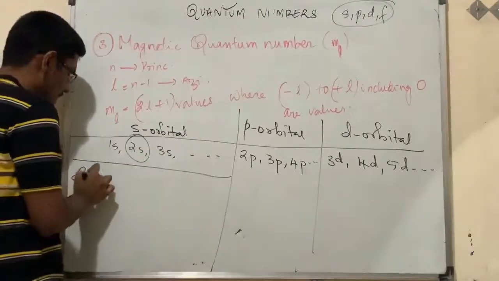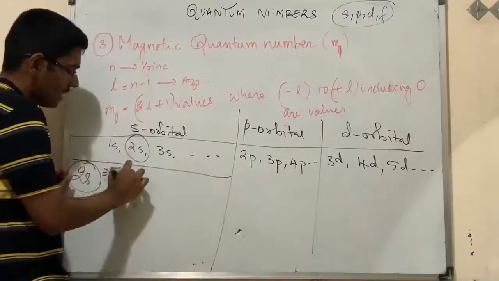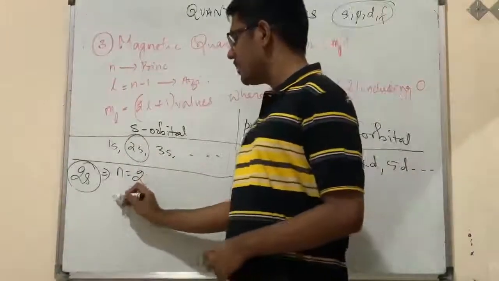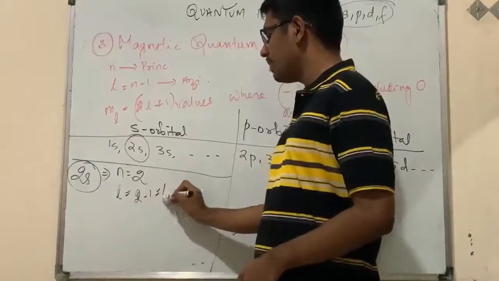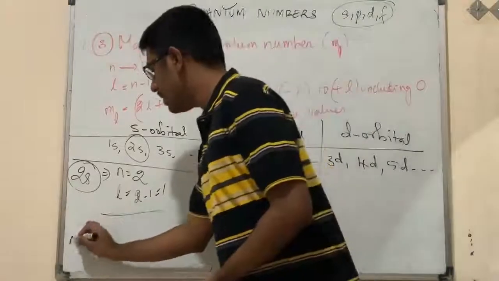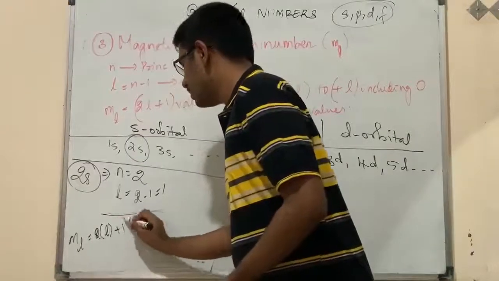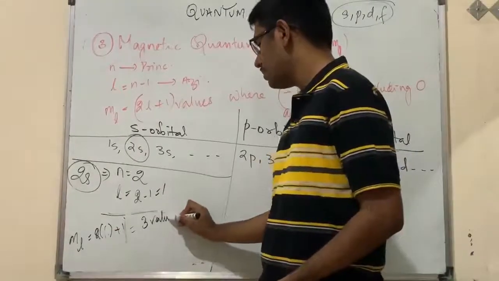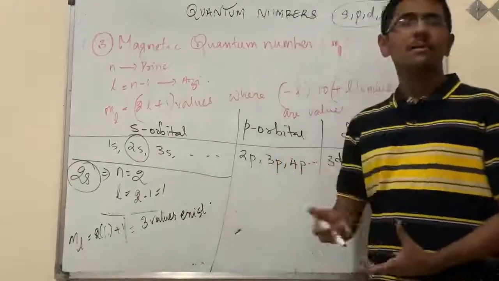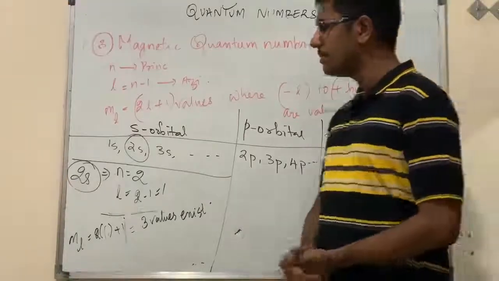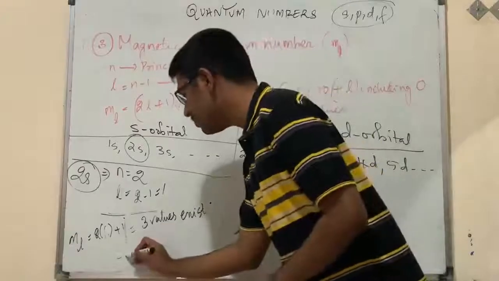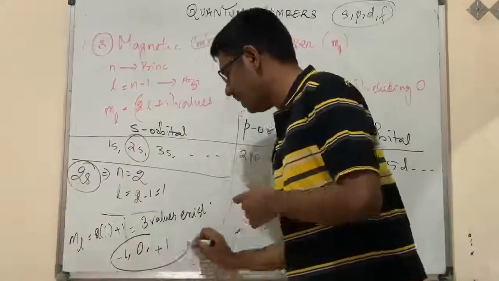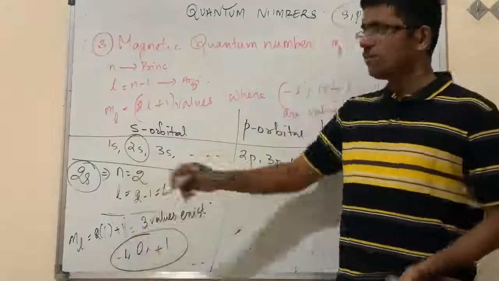Consider in detail the 2s orbital. For 2s orbital, what is the principal quantum number n? It is equal to 2. And what is the azimuthal quantum number l? L equal to n minus 1, or 2 minus 1 equal to 1. L value is 1. Then what is ML? Number of values is 2L plus 1, which is 2 into 1 plus 1 equal to 3 values. So what are these ML values? ML is minus L to plus L including 0. L is 1, so minus 1 to plus 1 including 0. So minus 1, 0 and plus 1 are the only 3 possible magnetic quantum numbers.